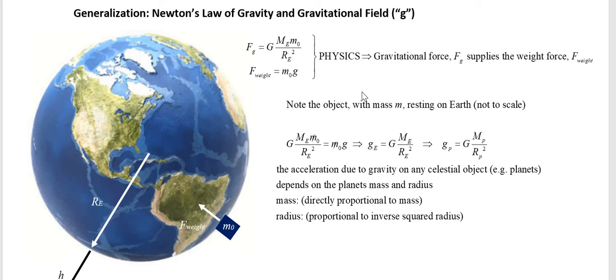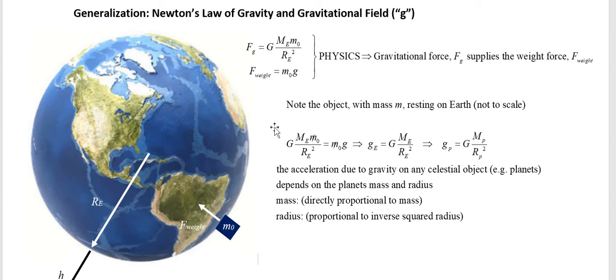Now, let's consider the following situation. If we put a mass, and you all use a box a lot of times to depict the mass of an object resting on the surface of the Earth right here, m sub 0. Previously you would just say that that box had a weight. The object has a weight given by its mass times the acceleration due to gravity.